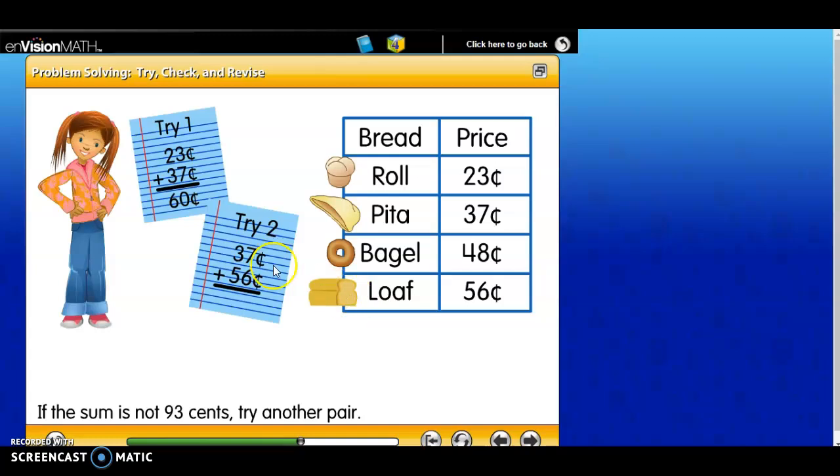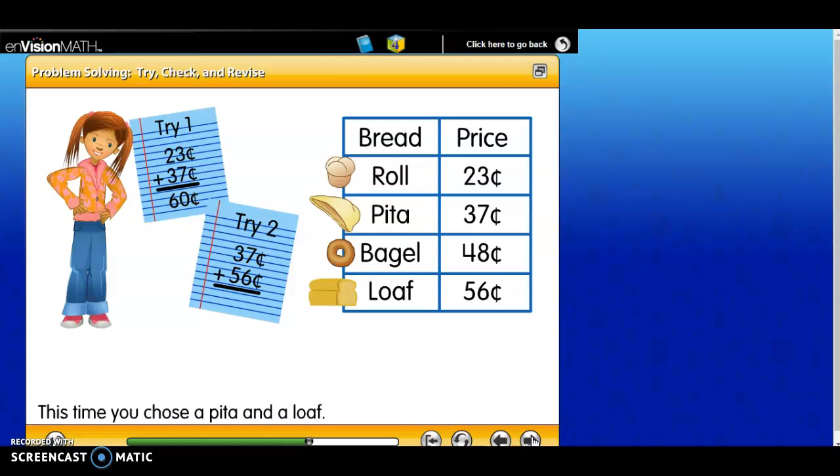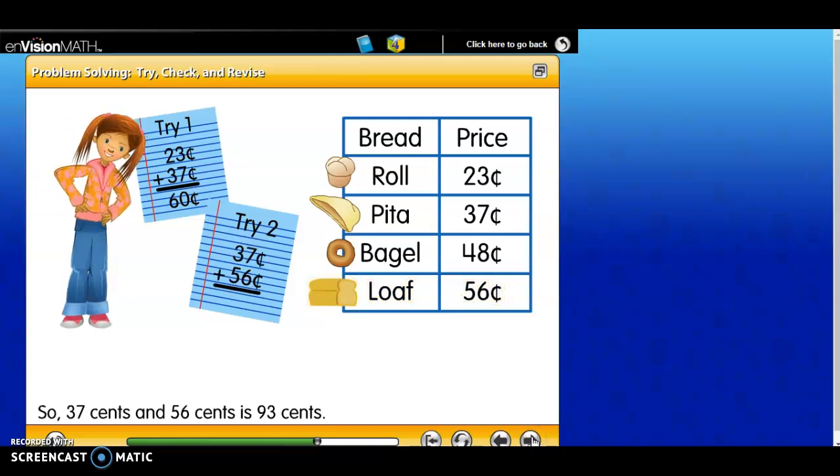Okay, so what did we pick here? 37 cents, a pita, and 56 cents, a loaf. Let's try it. This is a near double. If I know 6 plus 6 is 12, 6 plus 7 is 13. We can't have 13 in the ones place, so you leave the 3 and regroup the 1. 1 plus 3 is 4. 4 plus 5 is 9. Did we get it? This time you chose a pita and a loaf. So, 37 cents and 56 cents is 93 cents.